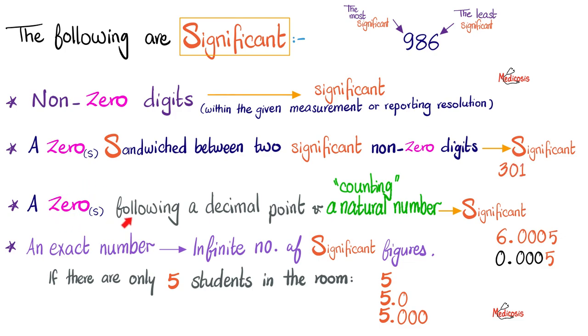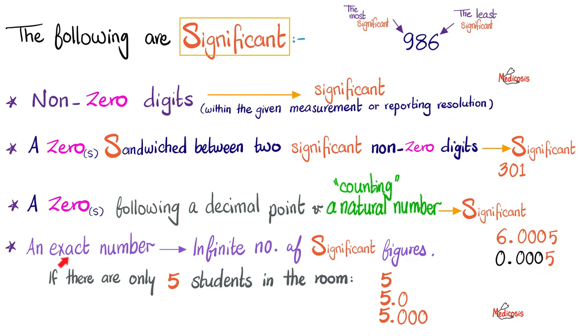How about a zero following a decimal point and a natural, meaning counting number, like number 6? Oh, here's a 0. It's following a decimal point and it's following a counting natural number, 6. This 0 is significant, not just this 0, all of these. So here we have 5 significant figures. Here's 1, 2, 3, 4, 5. But look at this. Yes, the 0 is following a decimal point, but it's not following a natural number. It's not following a counting number. So all of these are not significant, only the 5 is significant in this number.